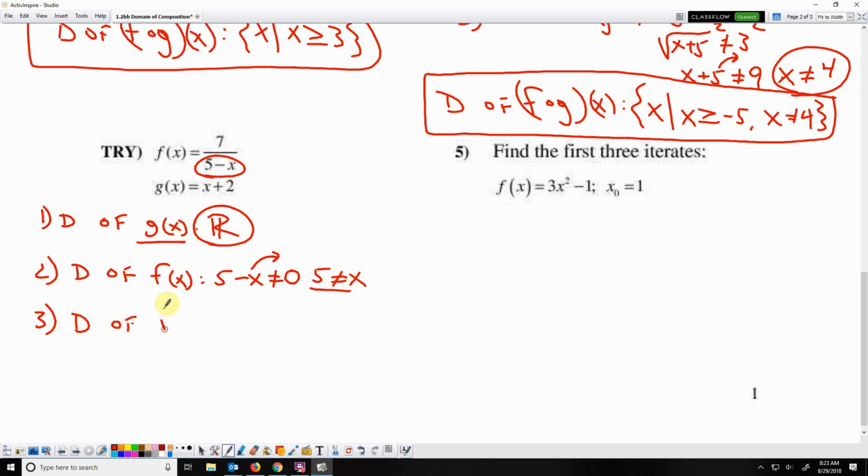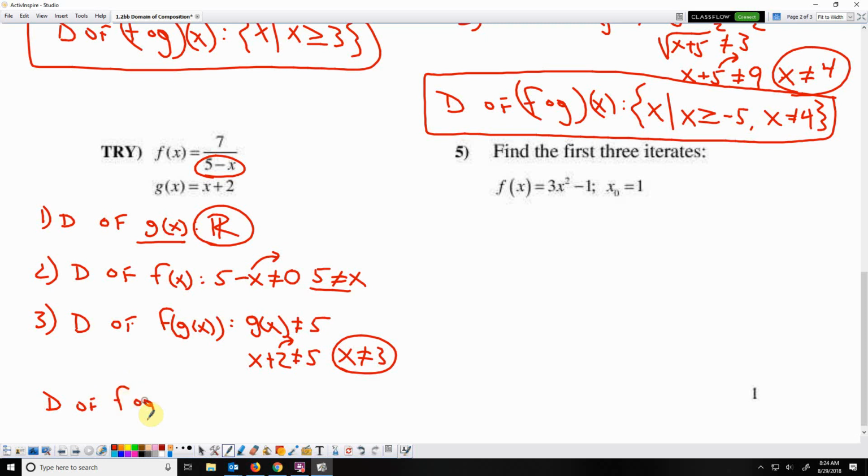So the domain of f of g of x cannot equal 5. So that's x plus 2 cannot equal 5. And we'll subtract that 2. X cannot equal 3. So the domain of f of g of x is the set of all x such that we've got all reals, that's the set of all x. X cannot equal 3.